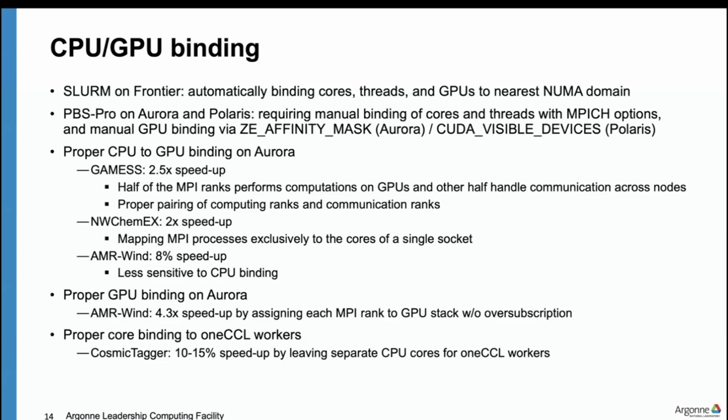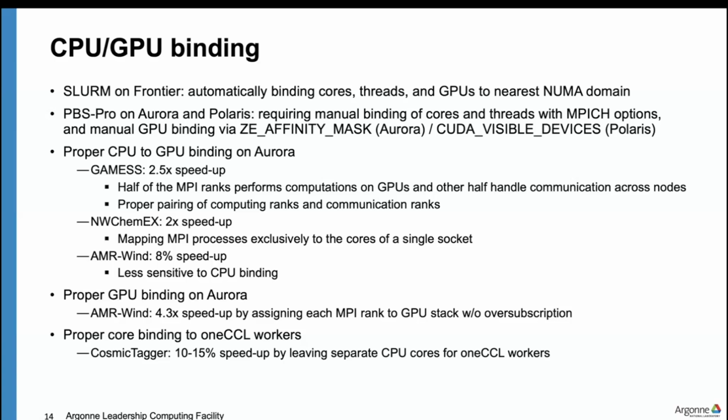NWChemEx is another interesting case. Somehow it's very sensitive to the CPU NUMA effect. You can see Aurora has a dual socket. The recommended way is to spread the MPI ranks across the two different sockets. But for some reason, NWChemEx is better running on a single CPU socket with 6 GPUs. In that case, for NWChemEx, we got a 2x speedup.